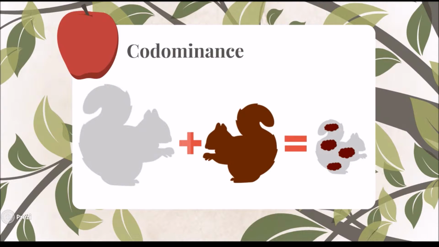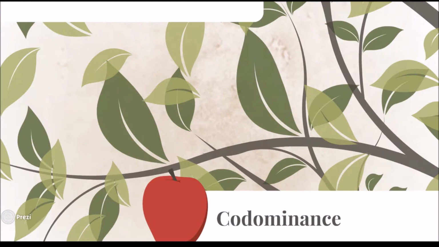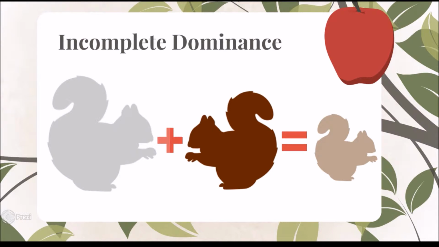However, if the albino squirrel and the brown squirrel have light brown squirrel offspring, the light brown squirrel would be exhibiting incomplete dominance. This is when heterozygous offspring display an intermediate phenotype between the phenotypes of the parents.